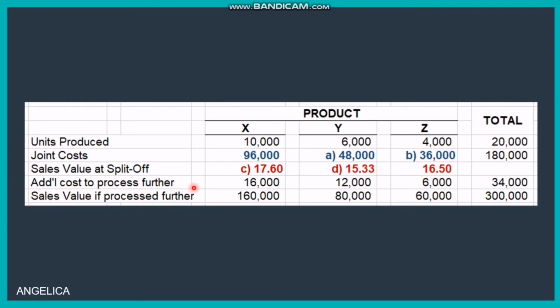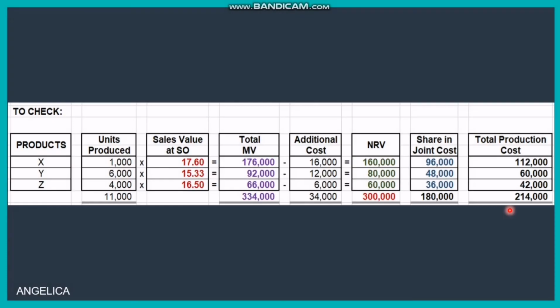Additional cost to process further, already given above, is 16,000 pesos, 12,000 pesos, and 6,000 pesos for products X, Y, and Z respectively, with a total of 34,000 pesos. Sales value if processed further, again, this is the NRV or the net realizable value. We have 160,000 pesos for product X, 80,000 pesos for product Y, and 60,000 pesos for product Z, with a total NRV of 300,000 pesos.